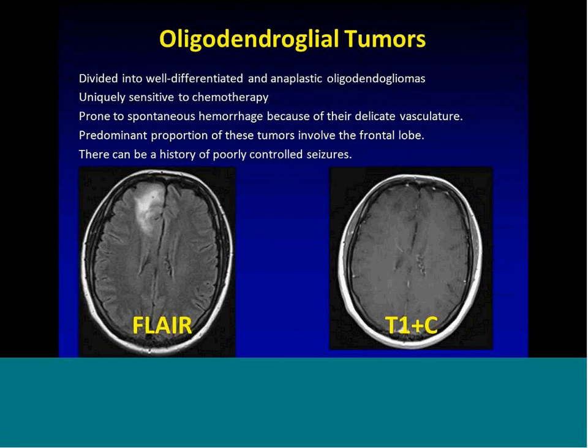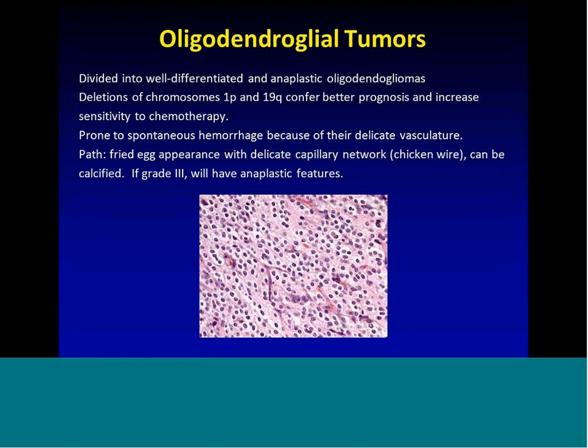Oligodendroglial tumors. This is just an example of how to look at FLAIR imaging and then also a T1 with enhancement. They tend to have very faint enhancement, very, very subtle, very different than an anaplastic astrocytoma. And it has this FLAIR signal that's around it. These can be both grade 2 and grade 3 tumors, and they can be very, very sensitive to chemotherapy. They tend to like the frontal lobe and the temporal lobe. They have two types, the well-differentiated and anaplastic oligodendroglioma, and deletions of 1p19q are associated with a better prognosis and a better response to chemotherapy.